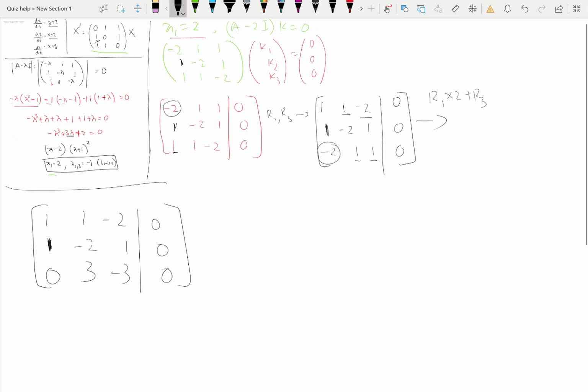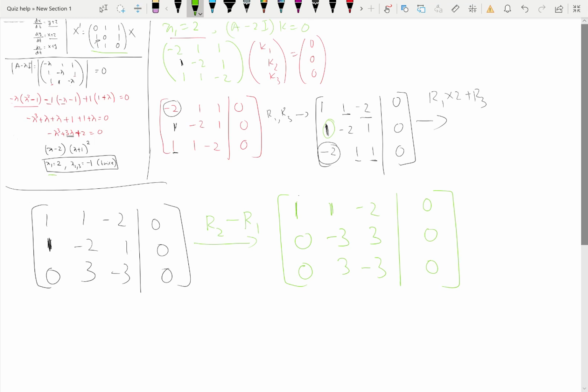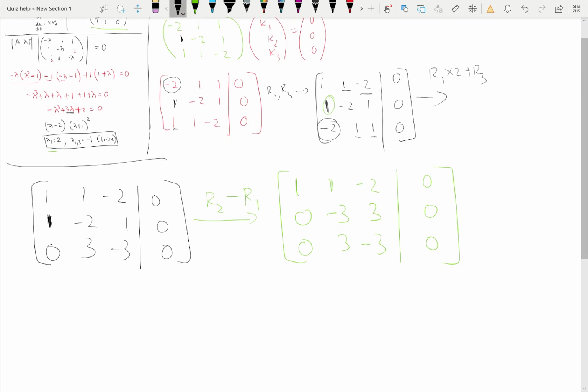Now we want to make this 1 into 0, right? So what can I do? Well, I can subtract the first row from the second row, right? 1, 1, negative 2, 0. Here 0, negative 2 minus 1 is negative 3, negative 1 minus 2 is negative 3, 0. Okay, good. Now let's go to the second pivot position. Because we have 0s here, we completed that task. Negative 3.